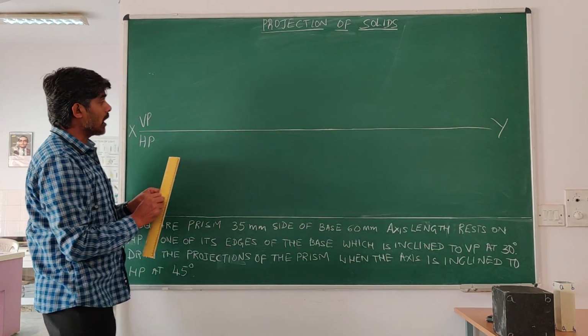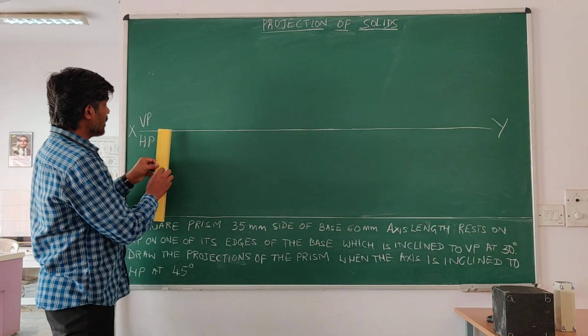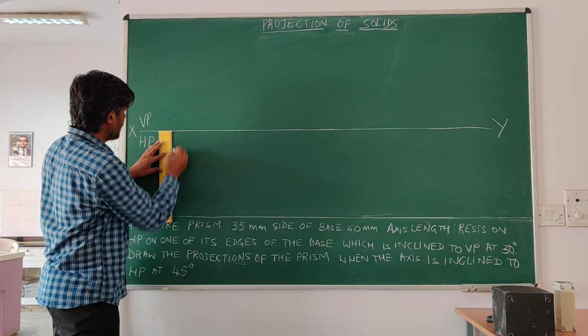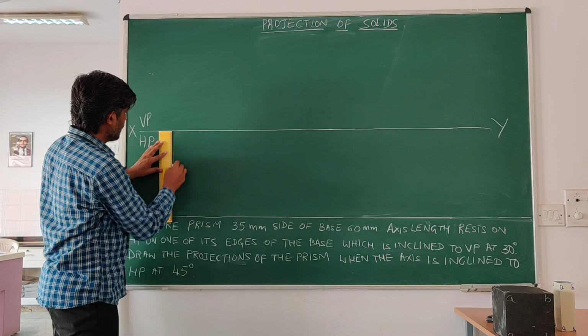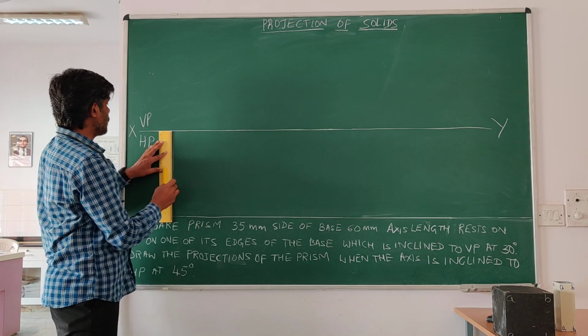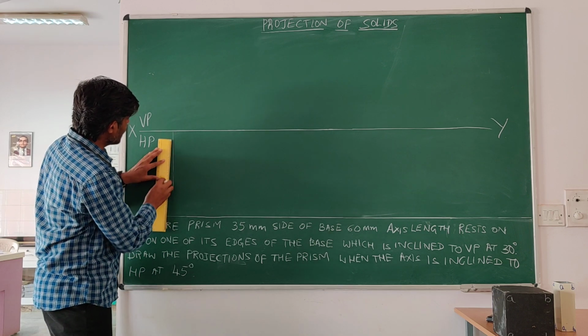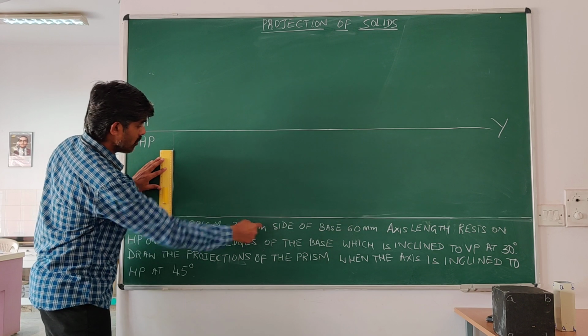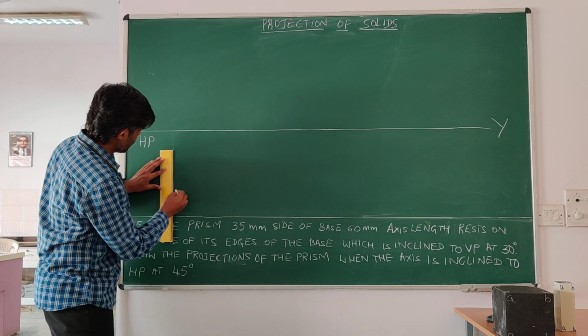Now we have to take one care. When I am drawing the first one, first I will draw a reference line which will be perpendicular to the XY line. Then I will be drawing 140. Why 140? Because 35 times 4. That's what I am drawing.